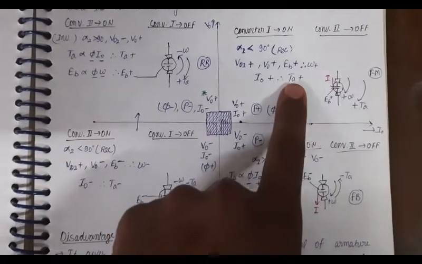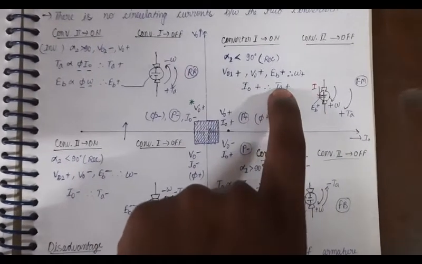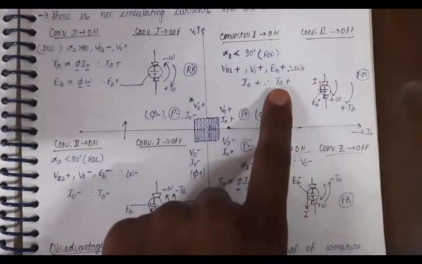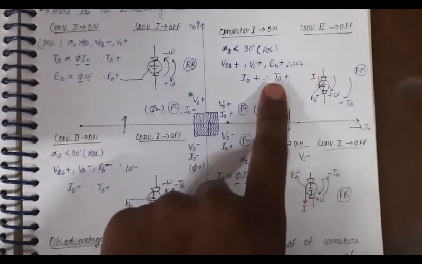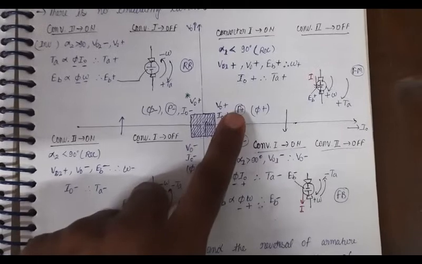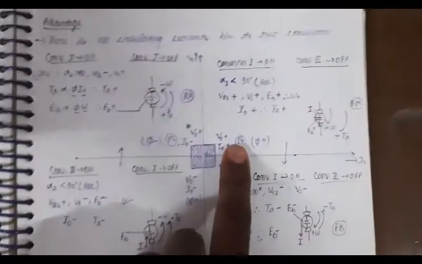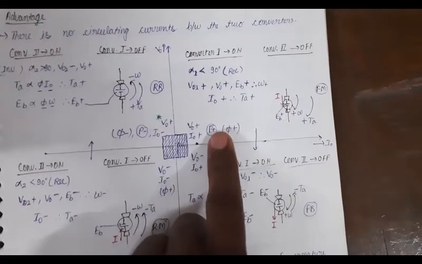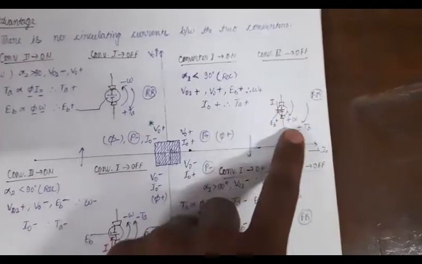Torque is proportional to phi and I. So torque is positive because the flux phi is positive and current is also positive. Both are positive, so torque is also positive. Power equals torque into omega, T omega. Both of them are positive, so the power is positive. So it will be in forward motoring mode.